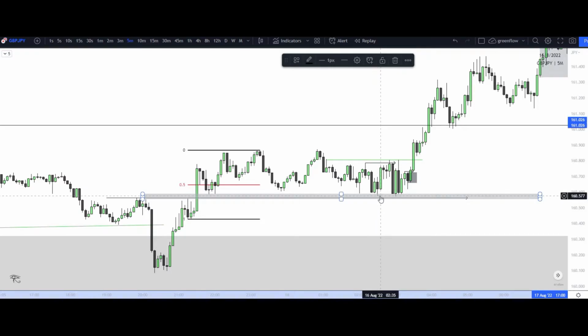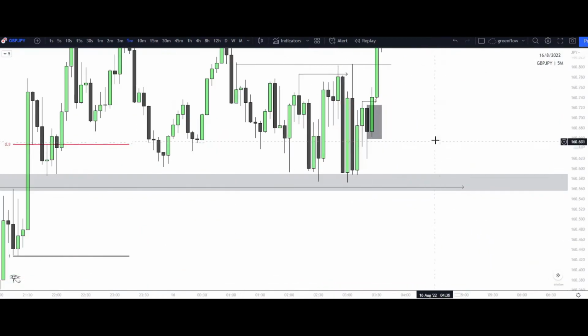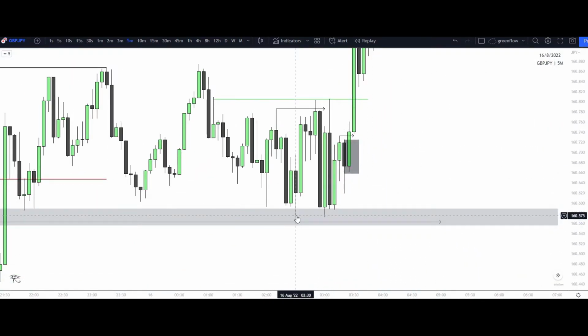This is the low that we don't want to see right here. It broke into the downside with displacement, right? We can look for a liquidity raid. Actually, no, this was right here. Looking at it closer, right? Because we had that first move.